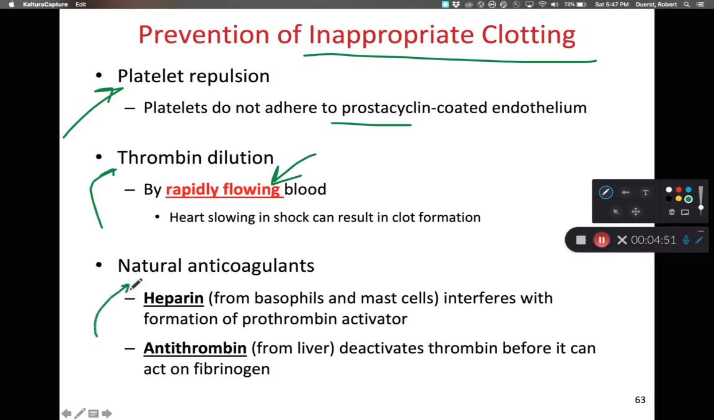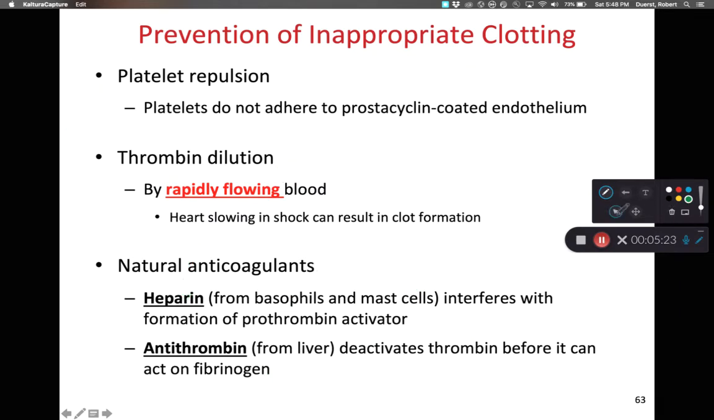We also are going to have some natural anticoagulants in our bodies. We can have heparin that can be released from basophils or basophils that are differentiated into mast cells. Heparin is going to interfere with the prothrombin activator, and if we can't have a prothrombin activator, we're going to have a really hard time of making our thrombin. We also have a protein known as antithrombin that will deactivate thrombin before it can get to the fibrinogen. So we have some mechanisms that help to down-regulate this feedback loop.